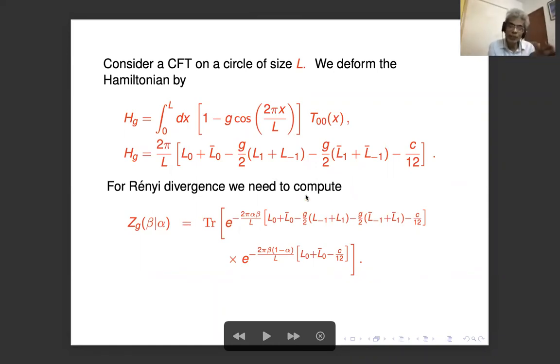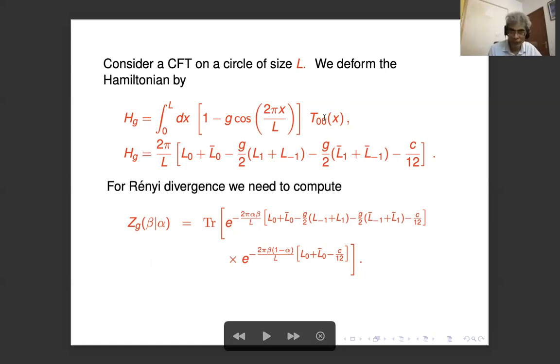So that class of that very simple problem in which the oscillator is deformed like that, you'll see the same behavior in many systems now. So now you take a CFT of size L, and you deform it with a Hamiltonian of this kind. Here, you remember, we always deformed with just T00 or TZZ, the usual term. But now you give spatial dependence to it. And you know that this is like e to the power of plus 2 pi i x over L, plus e to the power of minus 2 pi i x over L. And then when you do the Fourier analysis, the 1 actually gives L0 plus L0 bar.